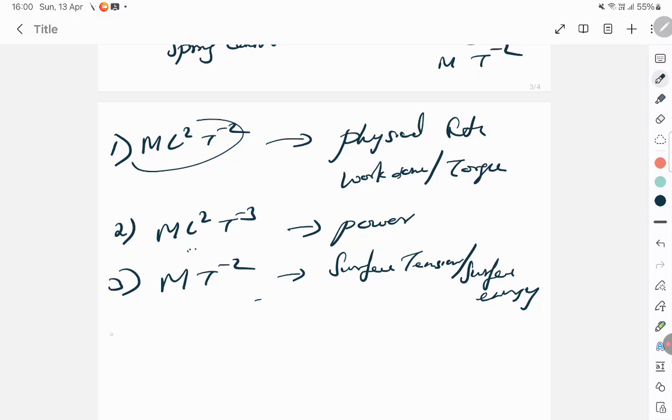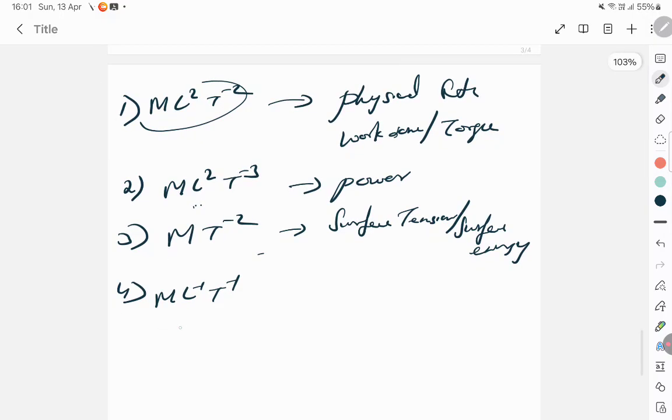Let's go to the fourth question. They are asking what is ML to the power minus 1 T to the power minus 1. Maybe I have mugged it up. It's the coefficient of viscosity. ML to the power minus 1 T to the power minus 1 is nothing but the coefficient of viscosity, correct? Go up and see, you will understand it's the coefficient of viscosity.